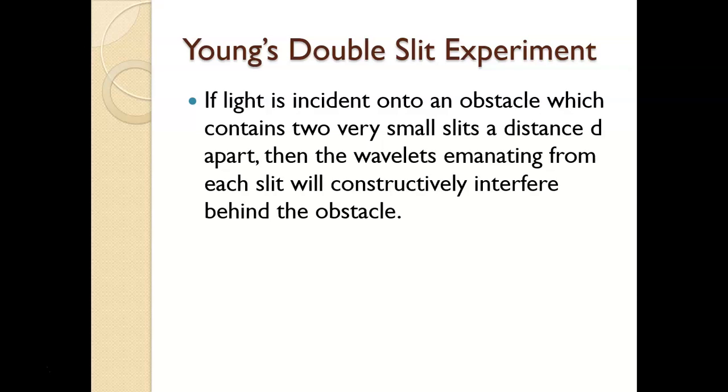So in Young's double slit experiment, light is incident onto an obstacle which contains two very small slits, a distance d apart. So this is the distance apart. The waves emanating from the slits constructively interfere behind that obstacle.